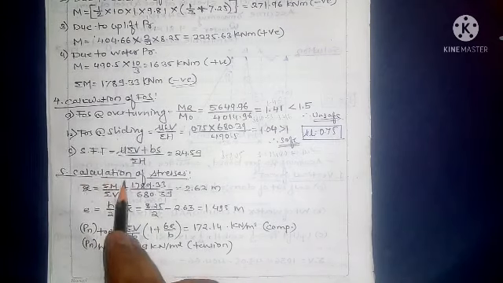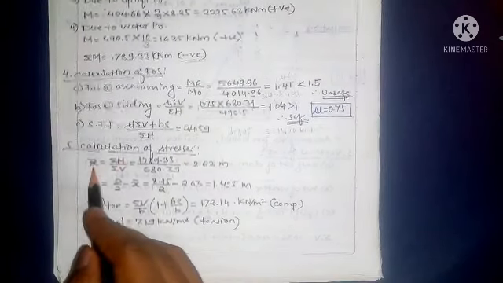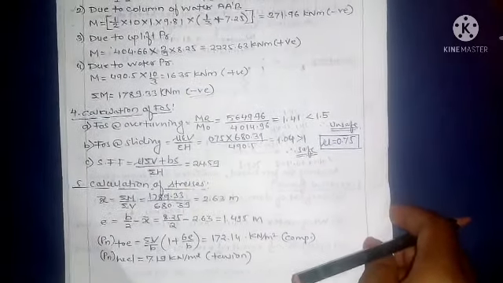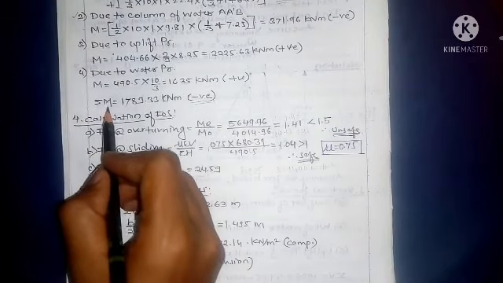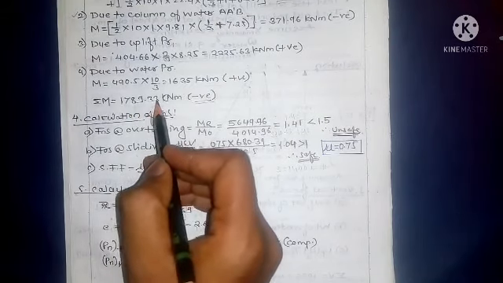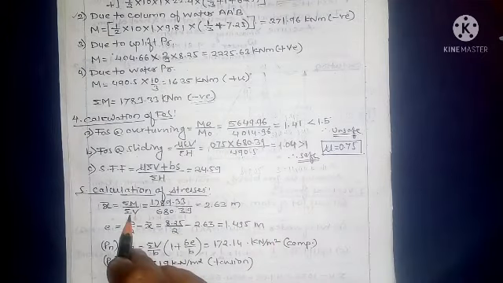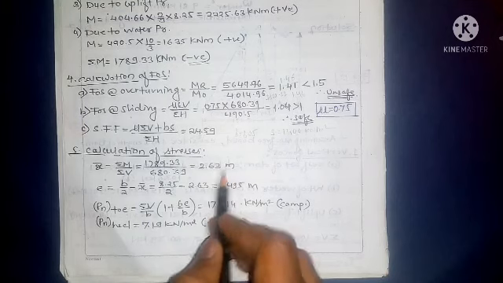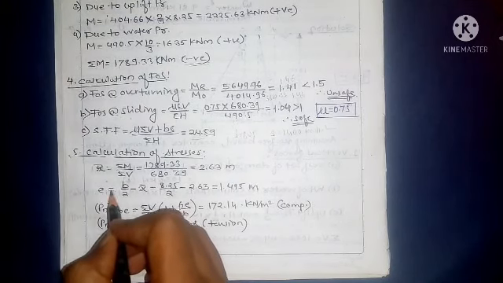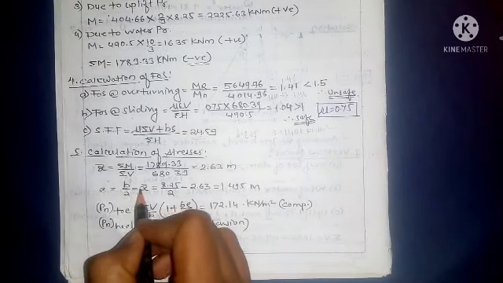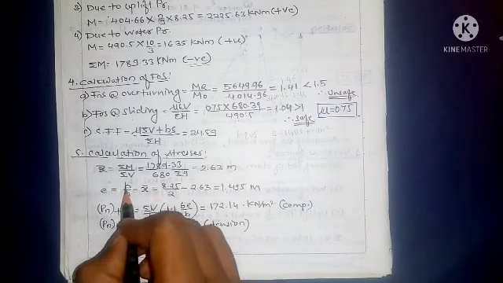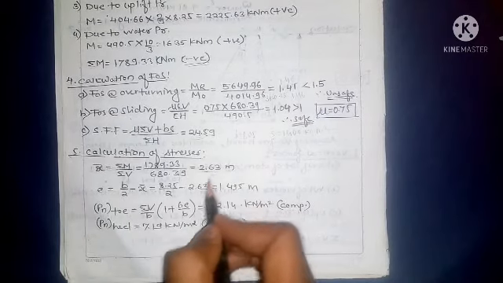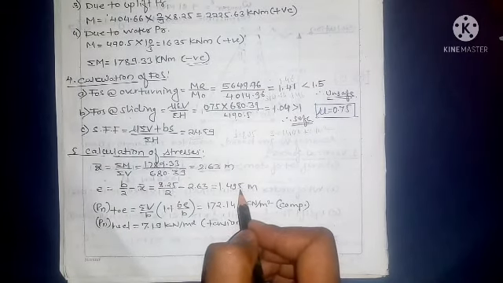Step number 5, calculation of stresses. First find X dash, summation of M upon summation of V. So we get here summation of M, that is 1789.33 kilonewton meter, and summation of V we calculated earlier. So put the values, we get 2.63 meter. Then E is eccentricity, we know the formula, B by 2 minus X dash, where B is 8.25 base width, upon 2 minus X dash, this we get 1.495 meter.